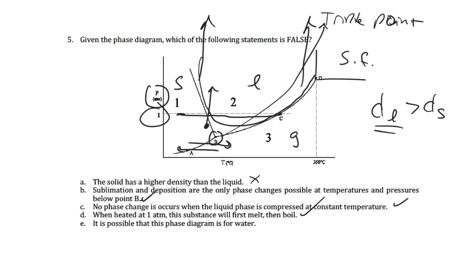And it's possible this is for water. This is actually probably water's phase diagram. So water has the property of having the solid with a lower density than the liquid, and then also undergoes a normal melting and boiling process. So this could indeed be that of water. So the only statement here that would appear to be false is the one that says the solid has a higher density than the liquid.